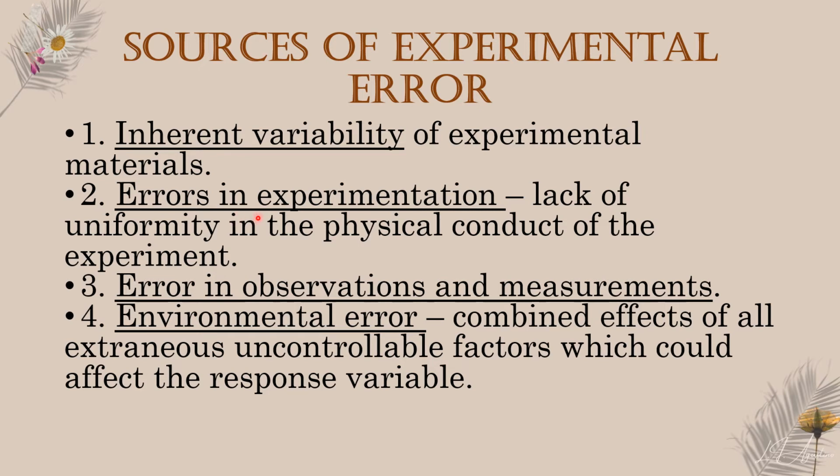And then errors in experimentation, or lack of uniformity in the physical conduct of the experiment. As I've said, maybe in the field they have a lack of uniformity. And then error in observations and measurements. Say, for example, one student measured the response variable, and another student measured another field, and they used a different ruler or a different measurement. So there will be errors. That is also one contributing factor to the experimental error in your experimental research.